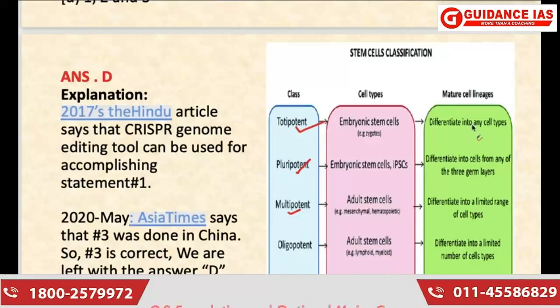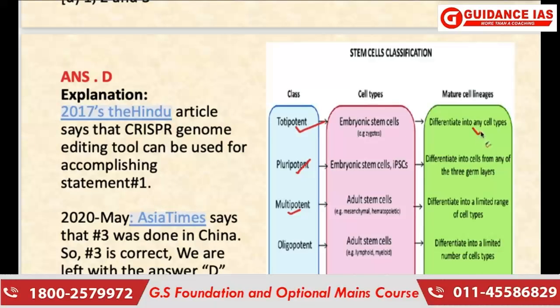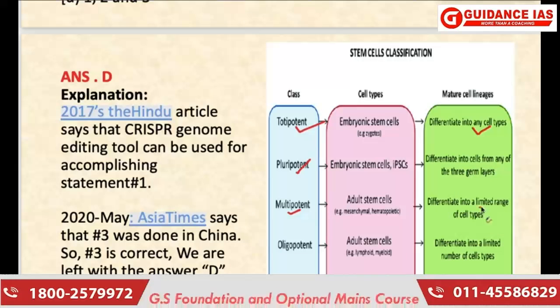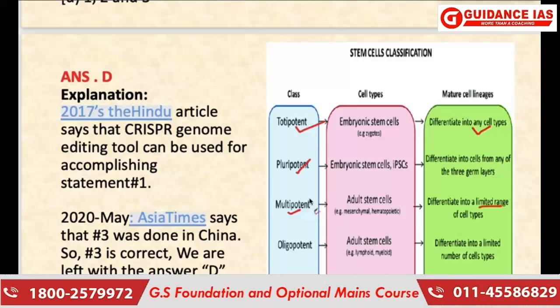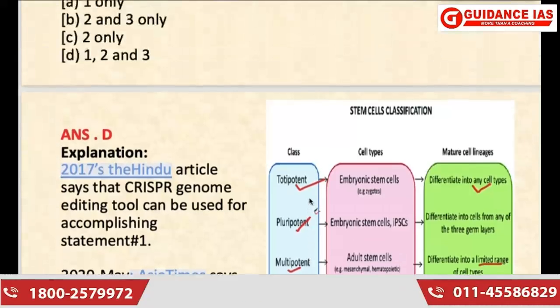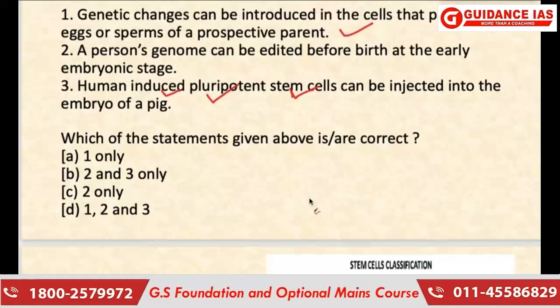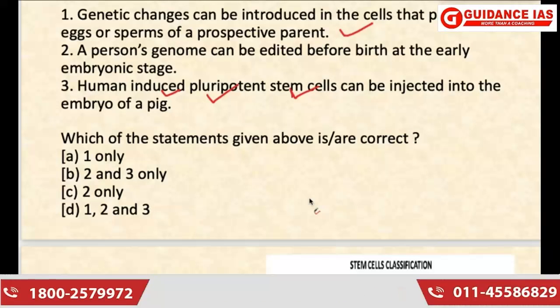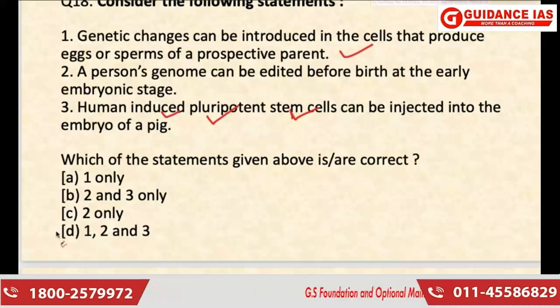इनका basic function क्या होता है? That they can differentiate into any cell type. Even the pluripotent also can differentiate into any cell form, but multipotent differentiate into a limited range of cell type only. They cannot differentiate into any cell which is required to cure any disease. वो सिर्फ limited range तक हो सकते हैं, right? That is, it is multi, not pluri. Pluri means a wide range. Multi means a limited range, right? And here all the statements are correct, therefore D is the right answer for this question.